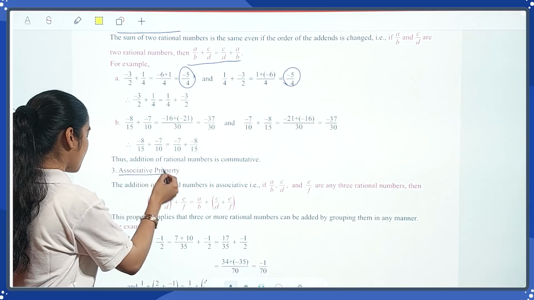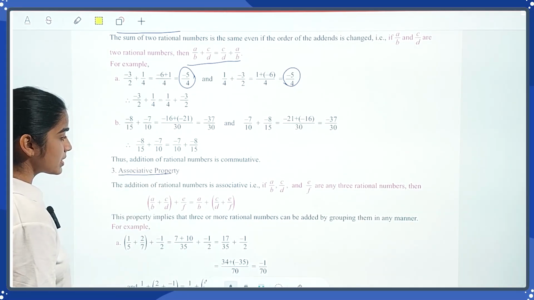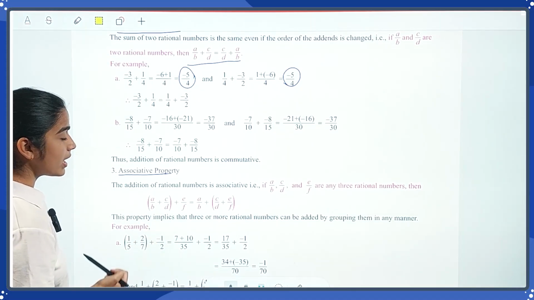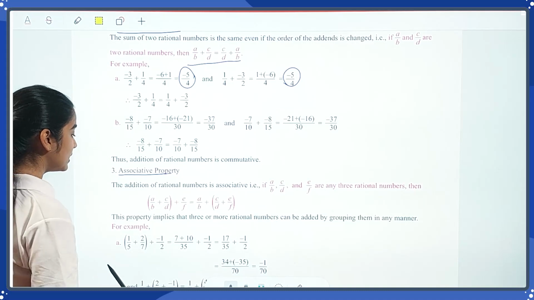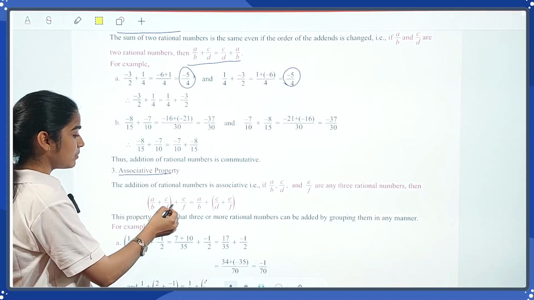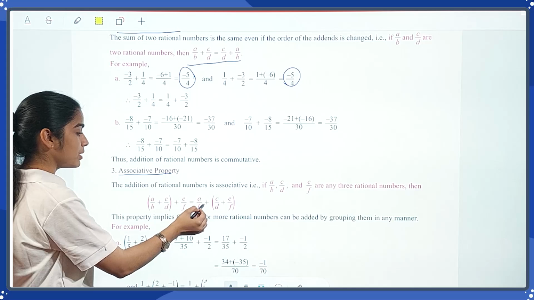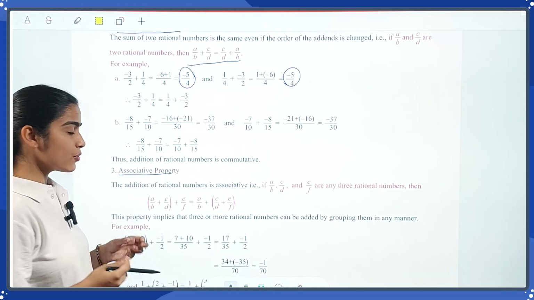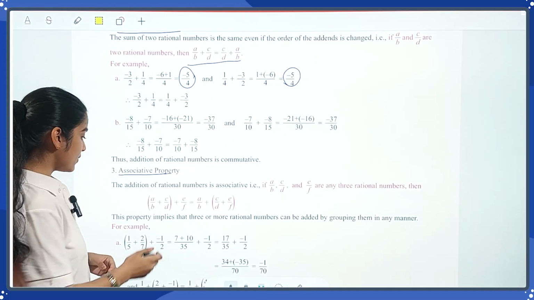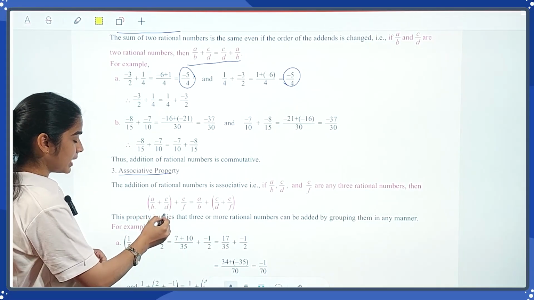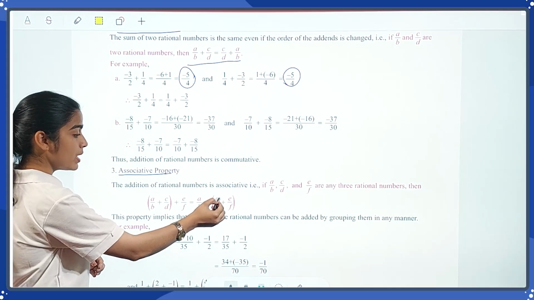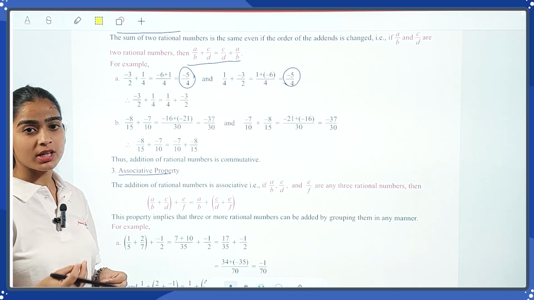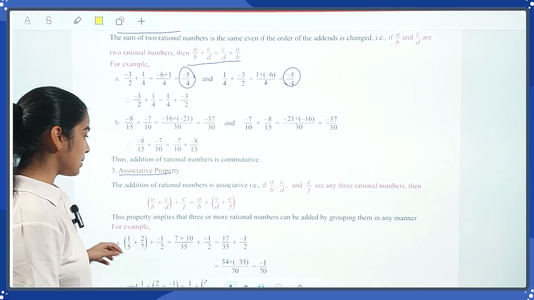Now, associative property. The addition of rational numbers is associative. If a by b, c by d and e by f are any three rational numbers, then a by b plus c by d, plus e by f, is equal to a by b plus c by d plus e by f, grouped differently. It means that if you change the grouping, in the first case we group a by b and c by d, and in the second we group c by d and e by f. By changing the grouping, we don't change our end result; we have the same result.